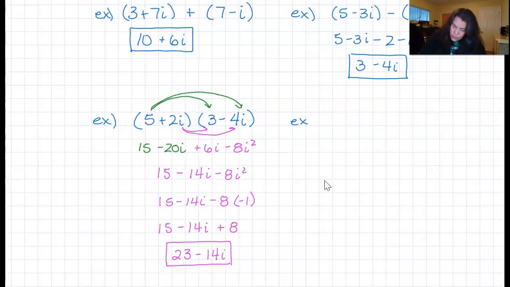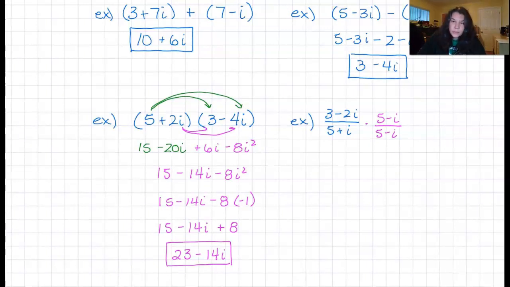And so division, if I have 3 minus 2i divided by 5 plus i, how do we do this one again? Remember, this is where you use the complex conjugate. So you're going to multiply top and bottom by the conjugate of the bottom. So 5 minus i over 5 minus i. You're just multiplying by a form of 1. Remember the giant 1, so you can do this.